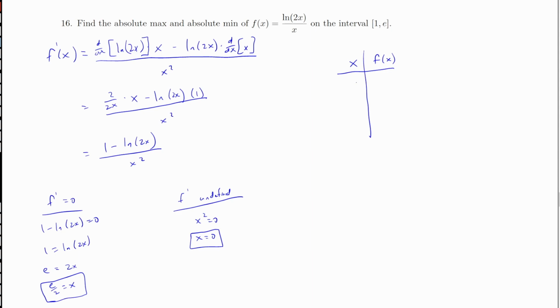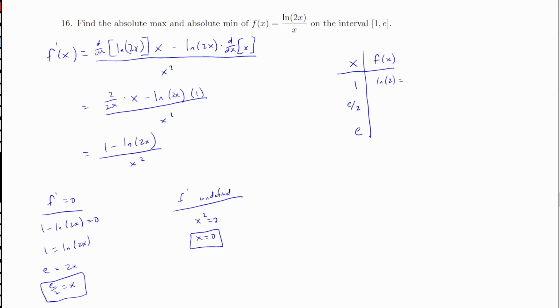This is on the interval 1 to e, so I only want things that are in between 1 and e. e over 2 is in between 1 and e, but 0 is not, so it doesn't go on this list. Now we plug in. When I plug in 1, I'm going to get just ln of 2.